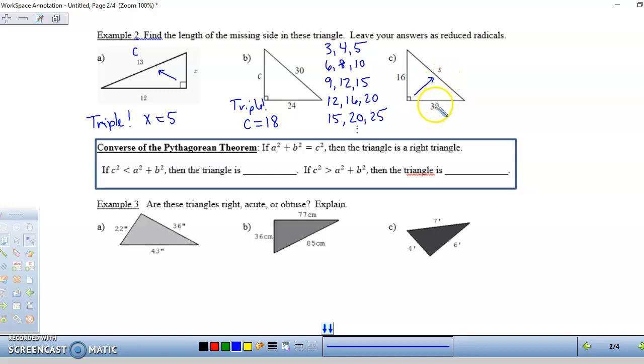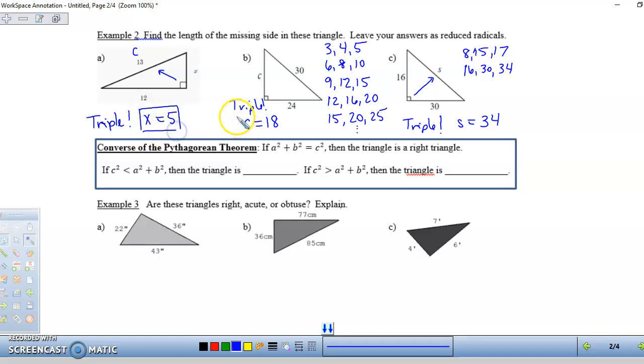Okay, next one here, 16, 30, and then we have hypotenuse. Now this one, again, if you look at your list above there, 8, 15, 17 is a triple. This is just double that, 16, 30, and then if you double 17, it's 34. So this is also a triple, and S is 34.